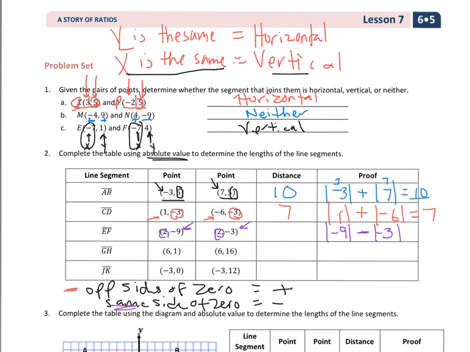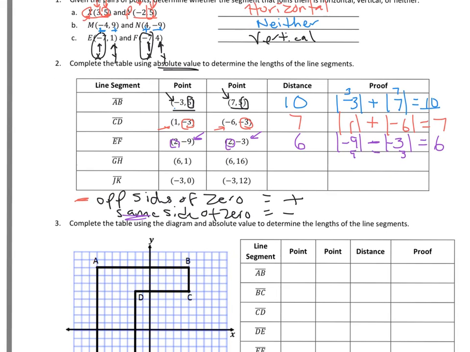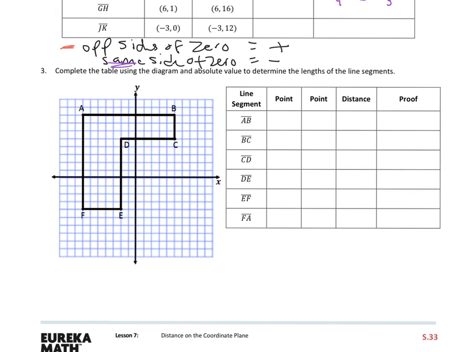And I have the absolute value of negative 9 is 9, and the absolute value of negative 3 is 3. So I subtract those. 9 minus 3 is 6. So that's a distance of 6. And we're going to prove this down below. So let's go down to 3 and take a look at some of these. And I'll actually show these to you by jumping on a coordinate plane.